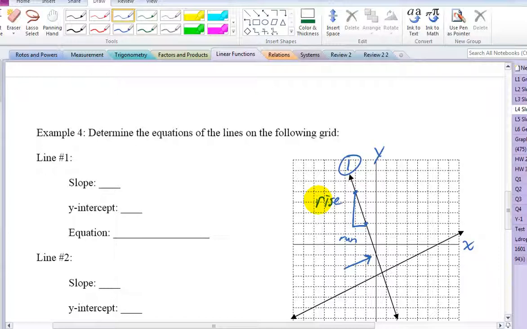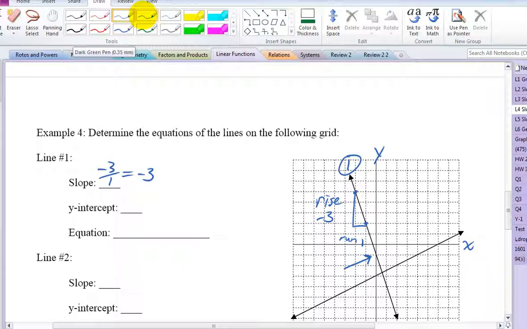Ruben, what's your rise? 3. Nope. You're not going up. Thank you. -3. Good job. And what's your run? Not -1. Because it is going from right to left. So left to right. 1. Okay? So your slope is -3 over 1. Always simplify. -3.